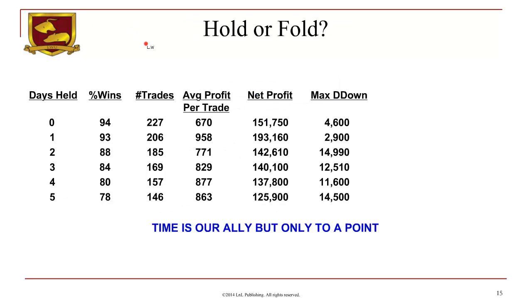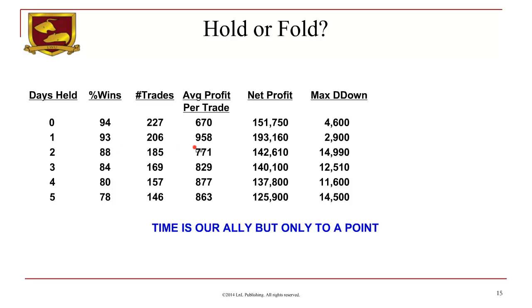Well, this is an interesting one. Time, I think, is our ally. Do we want to hold or do we want to fold? If I'm running this system, we're going to hold for just get out as soon as we can one day, where 94% of the trades win. Our average profit per trade, though, is $670.